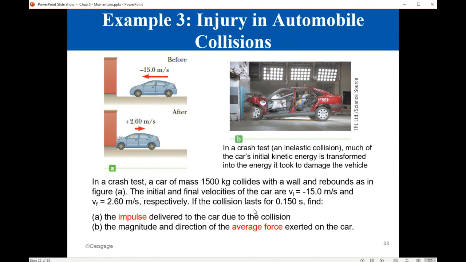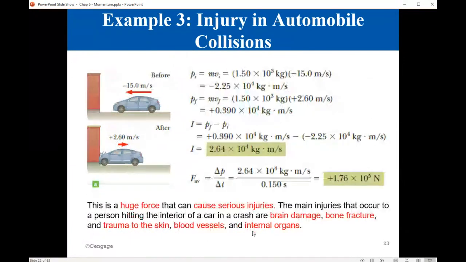If the collision lasts for 0.15 seconds, so the action time, the elapsed time through which this force acted is 0.15 seconds. Find the impulse delivered to the car due to the collision and the magnitude and direction of the average force exerted on the car.